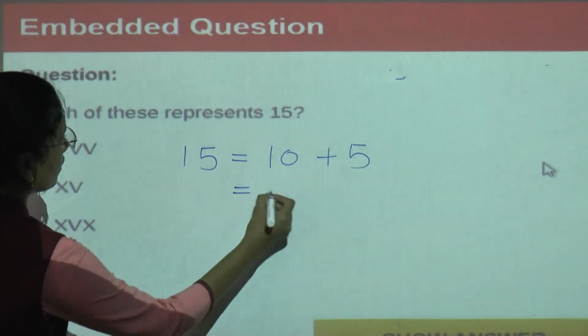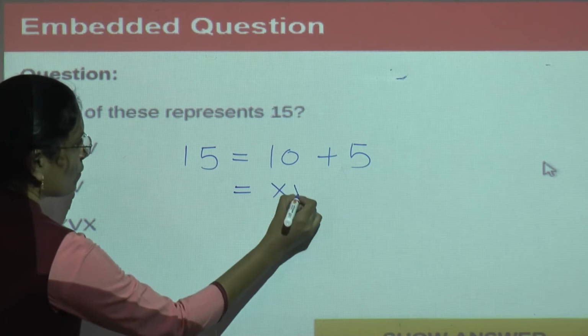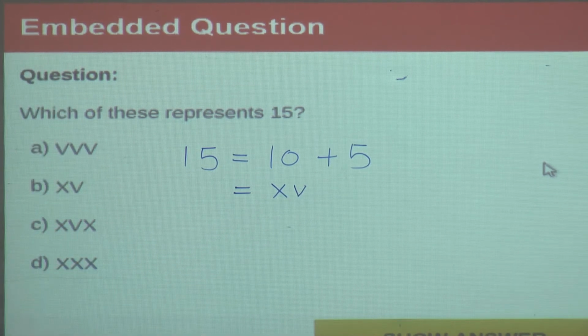Very good. And for 5 which letter we are using? Yes, V. For 5 we are using V. So 15 means what? 15 is equal to XV. So which option is correct? Yes, B is the correct option. How many of you did it correctly? Clap for yourself if your answer is correct.